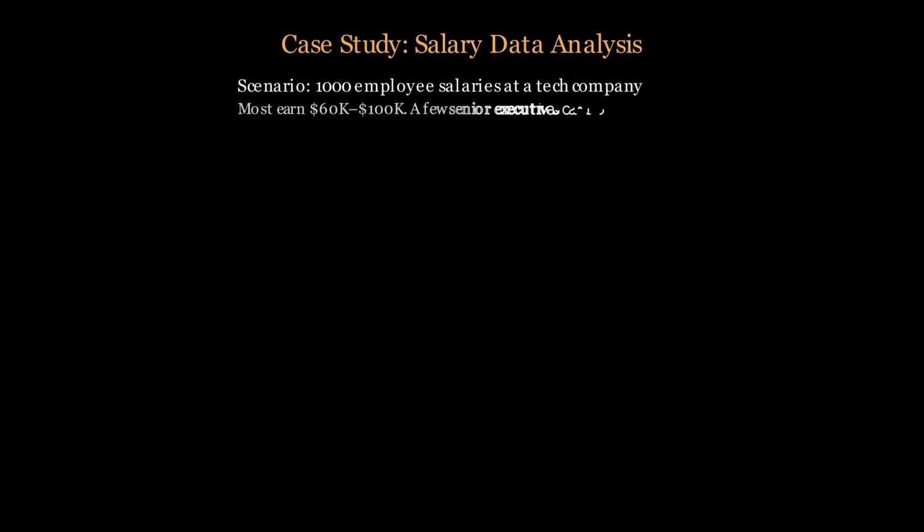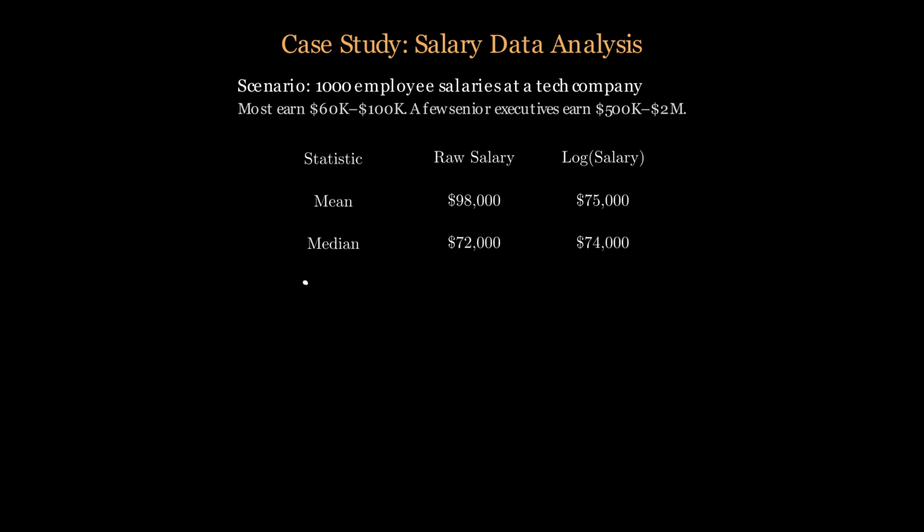Let's bring everything together with a real case study. Salary data at a tech company. Most employees earn between $60,000 and $100,000. But a few executives earn between $500,000 and $2 million. Looking at the raw salary statistics, the mean of $98,000 is badly misleading. 75% of employees actually earn below the mean. Skewness of 2.84 confirms severe positive skew. Excess kurtosis of 9.2 means extremely heavy tails. Far more extreme salaries than normal.